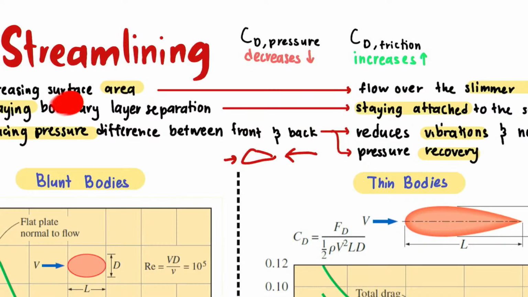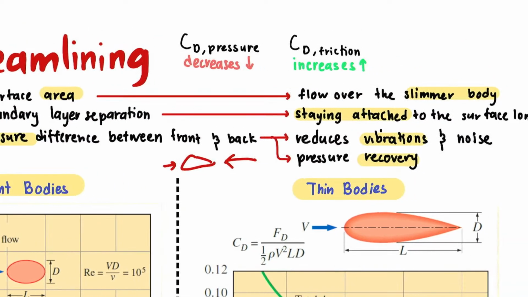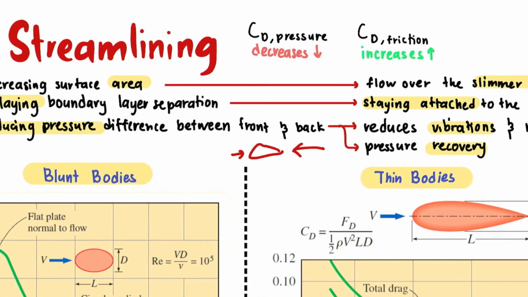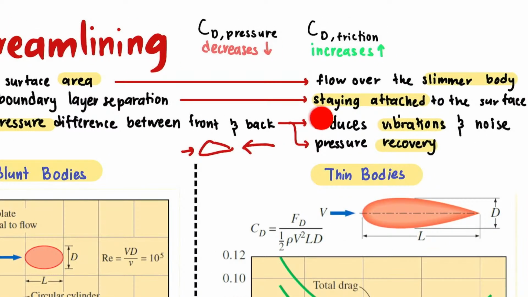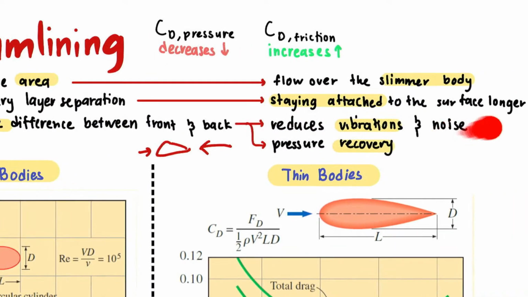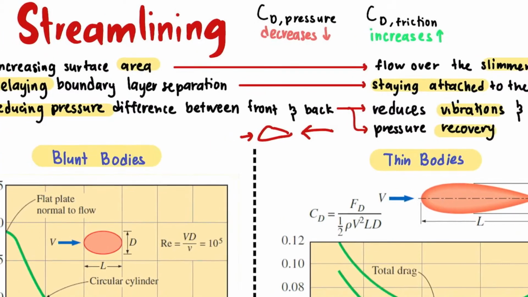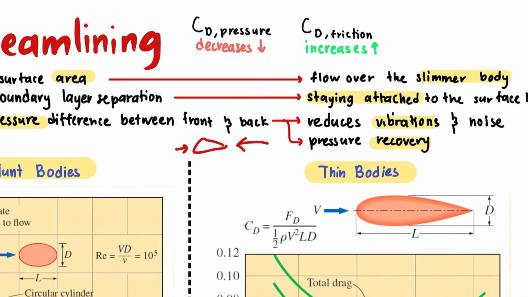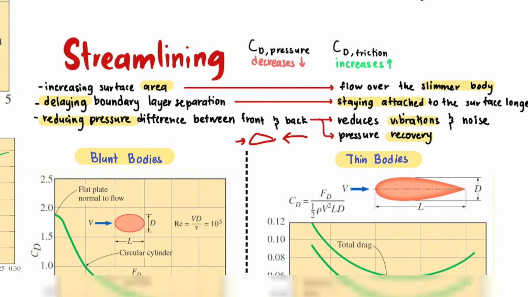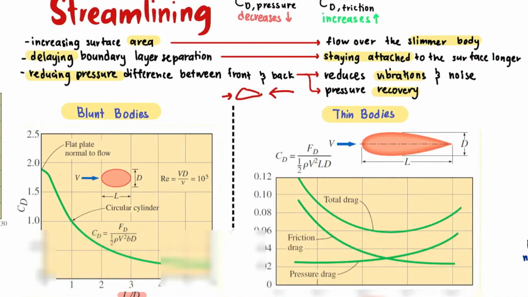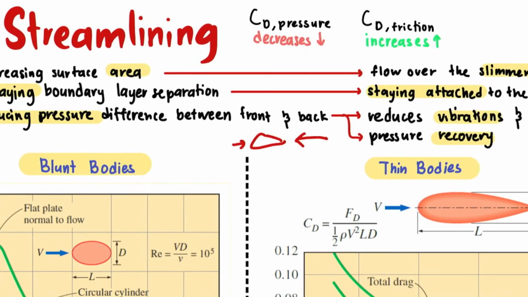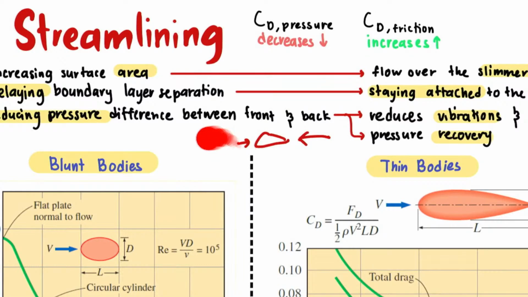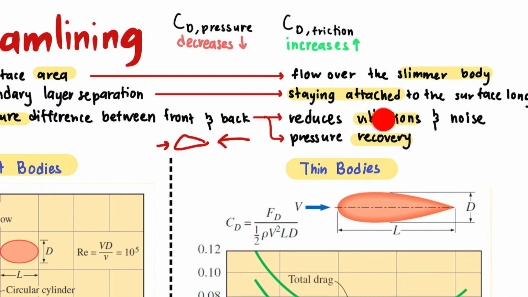So how do we increase the surface area? We make the body slimmer. Delaying the boundary layer separation is staying attached to the surface longer. Reducing pressure difference actually reduces the vibration and noise, and also the pressure recovery. Okay. So for example, if you have a streamlined body, you wouldn't have much vibrations.